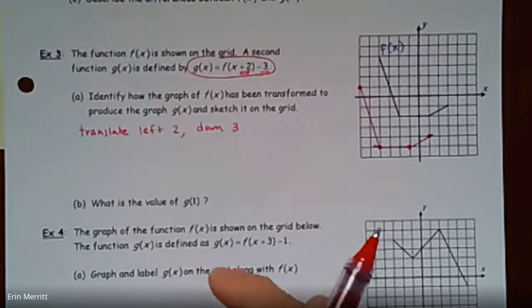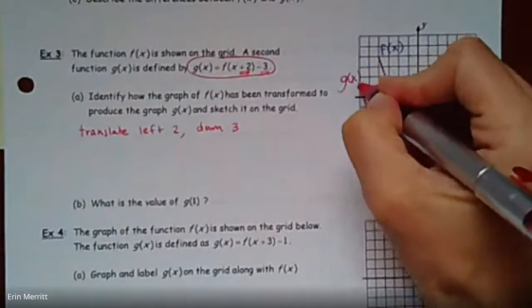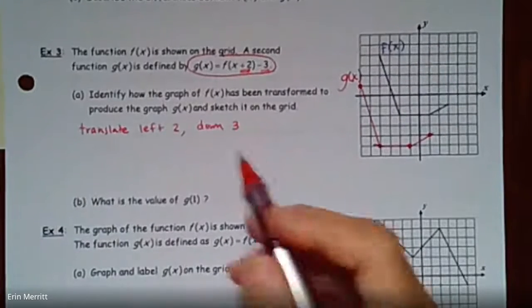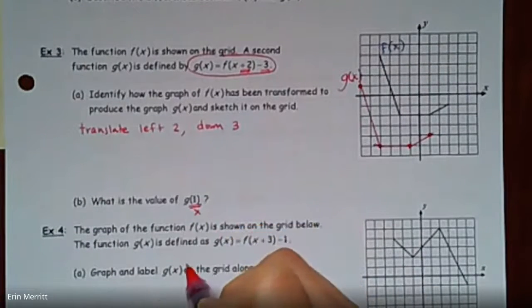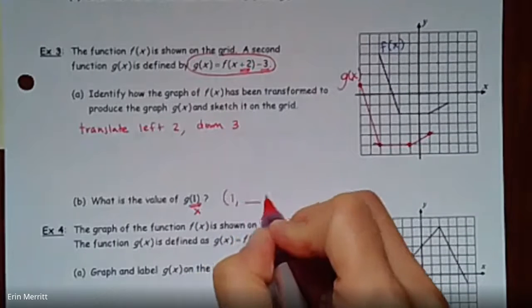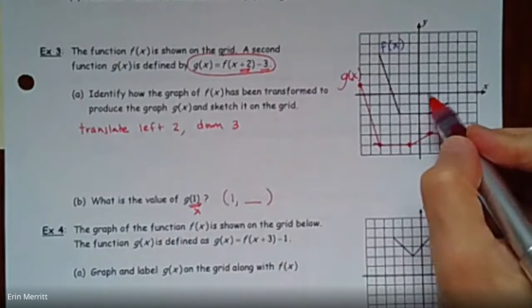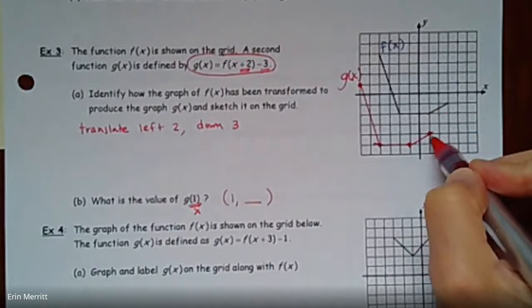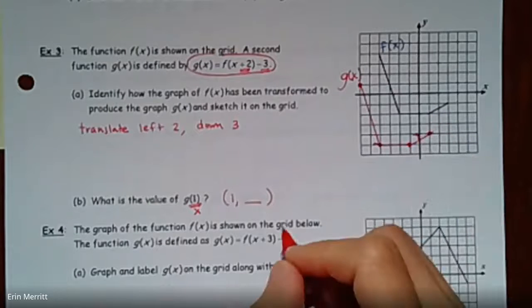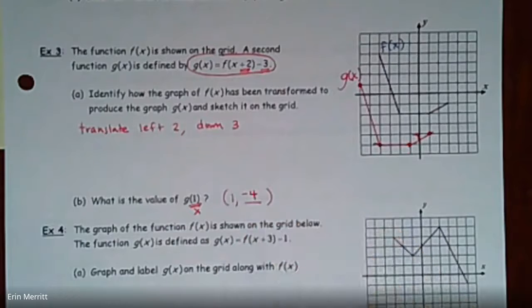The last part is asking you, what is the value of g of 1? So you're using your transformed graph now, and you're answering that question. We're going over to x equals 1, and we want the point 1 comma what? If we go over to 1, we're down 1, 2, 3, 4. So that would be -4 right here.